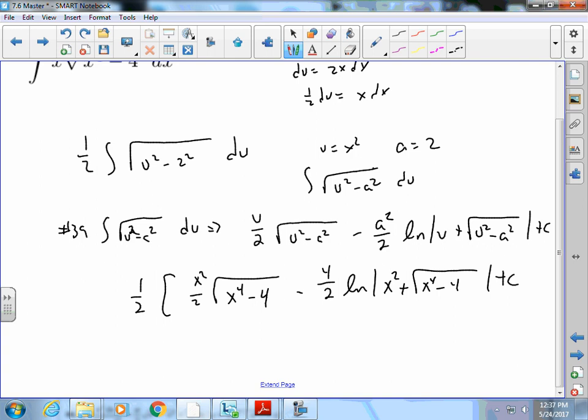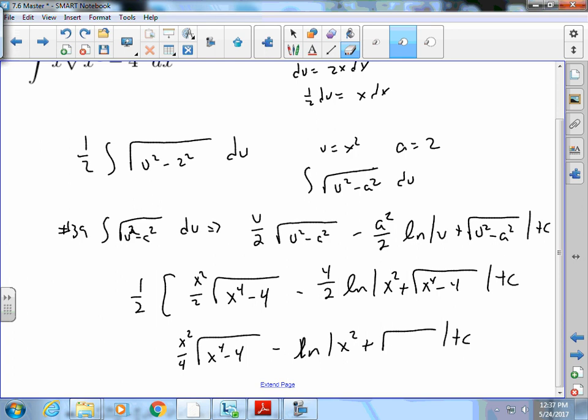I can clean all this up, distributing the 1/2, x to the 4th minus 4, minus, well, 4 over 2 is 2, and I have a half, so 1, which is the natural log of x squared plus the square root of x to the 4th minus 4, plus a constant. Let me clean this up so you can read what I wrote. x to the 4th minus 4. And that's my answer.